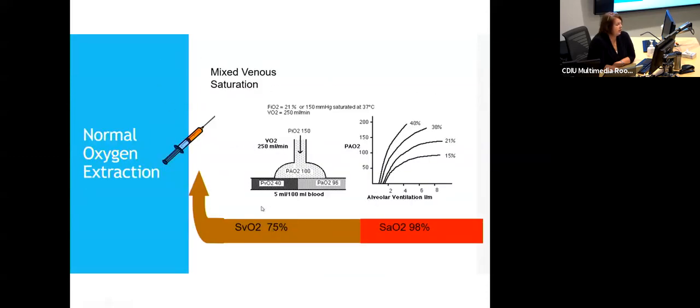Normal oxygen extraction looks a little bit like this. We're going to talk about this more in different forums, but let's just look at this. I breathe in an inspiratory partial pressure of oxygen of 150 millimeters of mercury. I breathe it in, it ends up in my alveoli at a concentration of about 100 millimeters of mercury. That gives me a corresponding PaO2, so there's a gradient here. It goes from my alveoli into my arterial system.